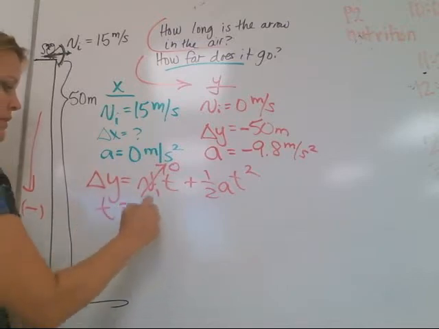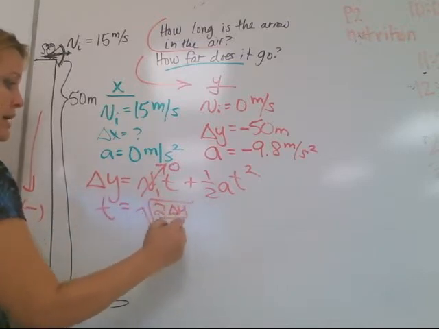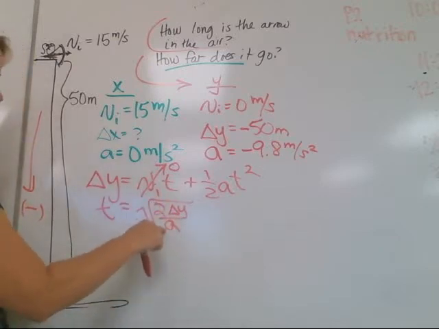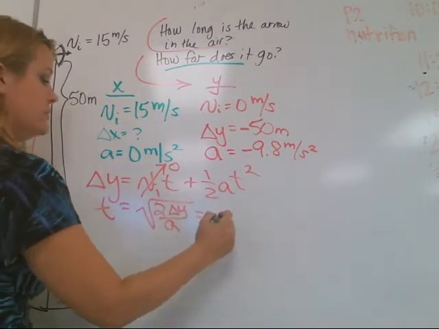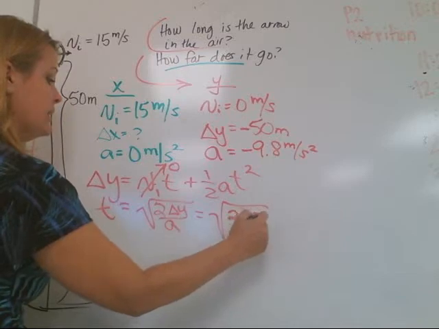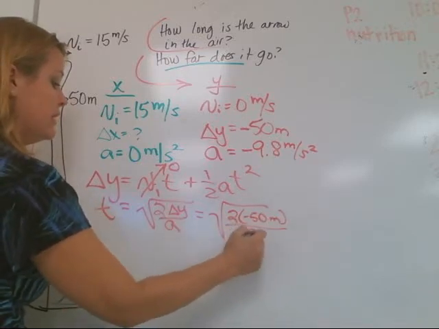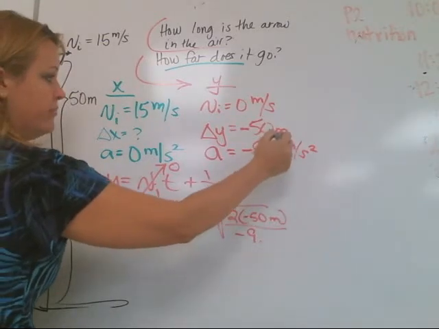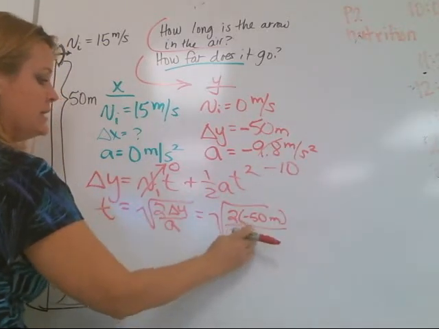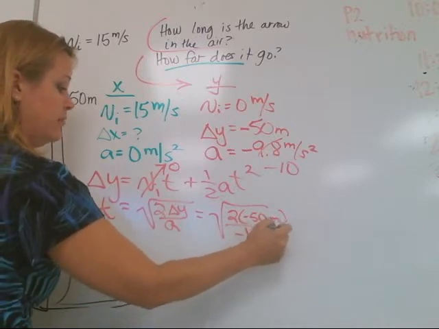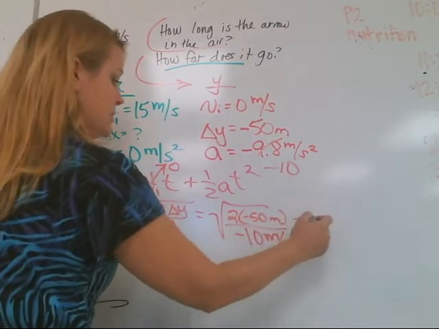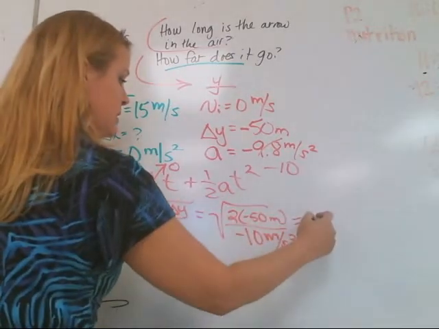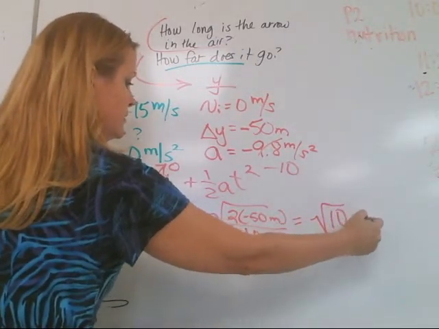So t equals the square root of 2 times delta y over a. And keep in mind that you're taking the square root of this whole thing, okay? So time is the square root of 2 times minus 50 meters over negative 9.8 meters per second squared. For brevity's sake, I'm not going to use a calculator, and I'm going to round this to 10 meters per second squared, which is legal on the AP exam. So I get 100 divided by 10 gives me 10. Then I take the square root of it. So my time is just going to be square root of 10 seconds.